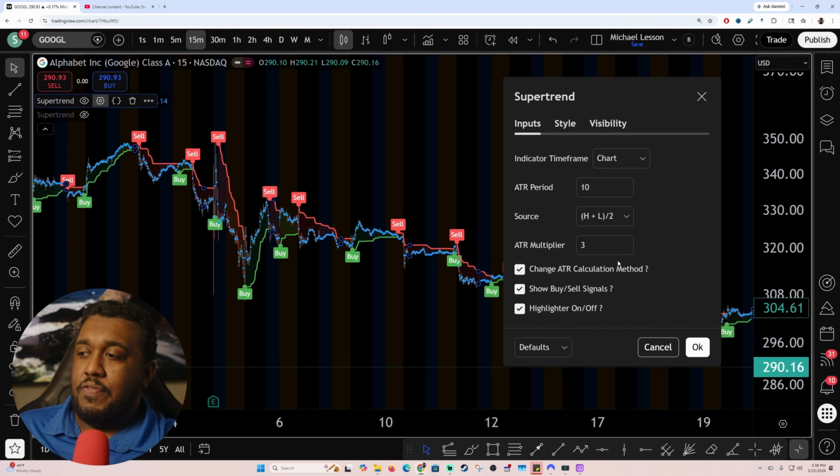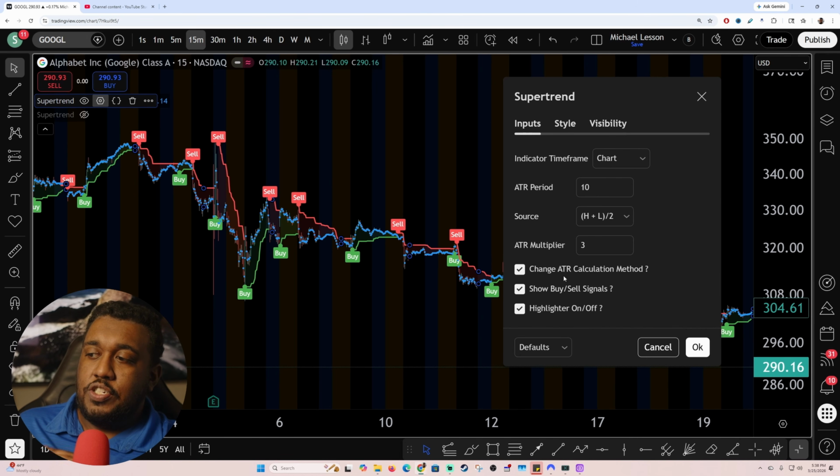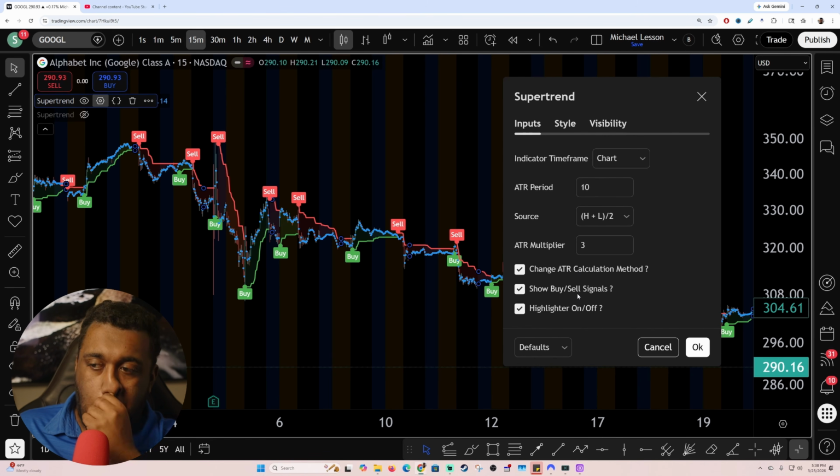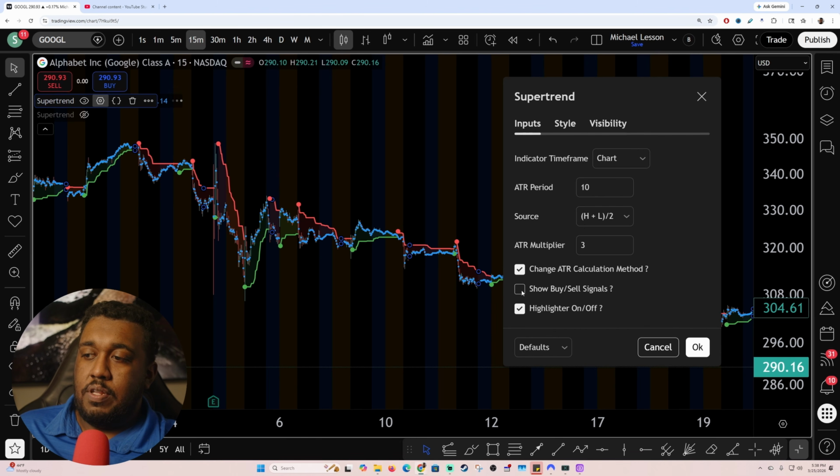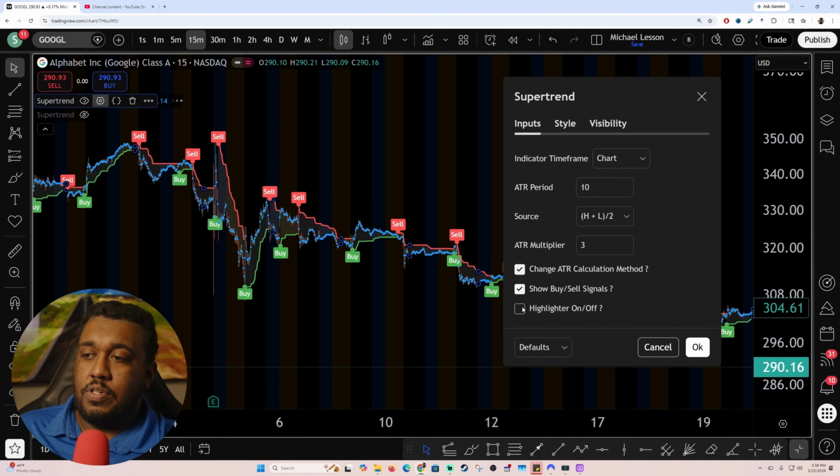So after that, you have a few little checklists here. Change ATR calculation method, show buy, sell signals, and highlighter on and off. Two of these things are just aesthetics. So buy, sell, you can turn them off. The highlighters, you can turn it off if you want to.